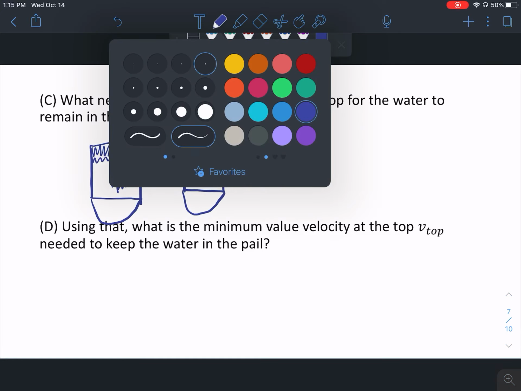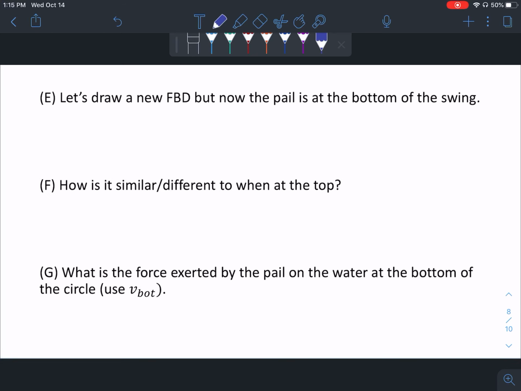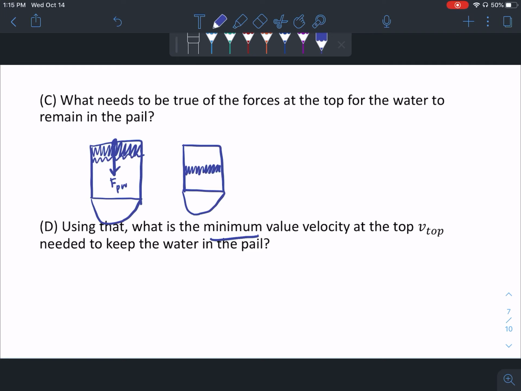So we can use that to go ahead and solve for the velocity at the top. We know that when we're trying to find a minimum or a maximum value, we use that critical point and we set it equal to either, so with friction, we set it equal to that maximum static friction. Here, we're going to set it equal to 0. So if you're ever trying to surpass something, what are you trying to surpass? That's what you set it equal to find that minimum or the maximum. So we're trying to surpass 0. We want there to be a positive non-zero force here. So we need to be greater than 0. We're going to set it equal to 0. So once again, we're saying that the force of the pail on the water, which we're calling force normal, needs to be greater than 0.